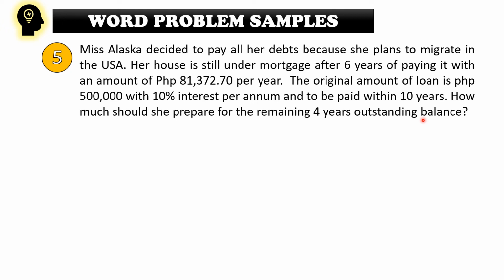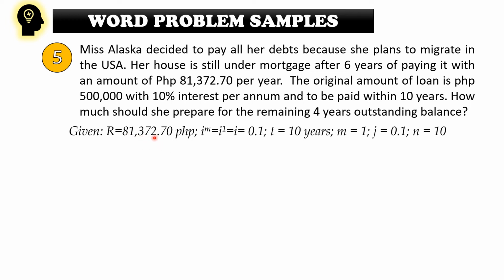Okay, we have to find and write down all the given. We have 81,372 and 70 centavos as the regular payment. Then we have the annual interest rate of, sabi dito, 10%, and that is equal to 0.1 or 0.10. And the term of loan is 10 years, that is letter T. And then the conversion period, binabayaran niya as indicated per year. O ito, nakalagay dito per year. Therefore, that is equal to 1.